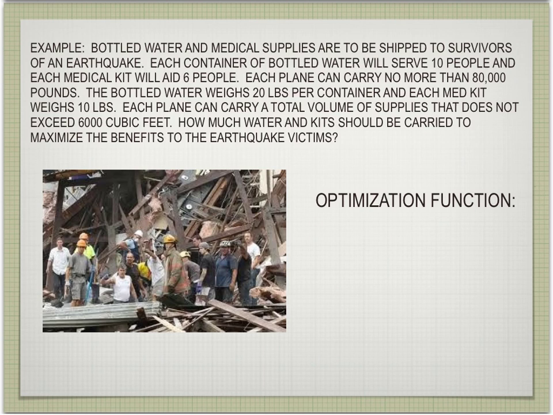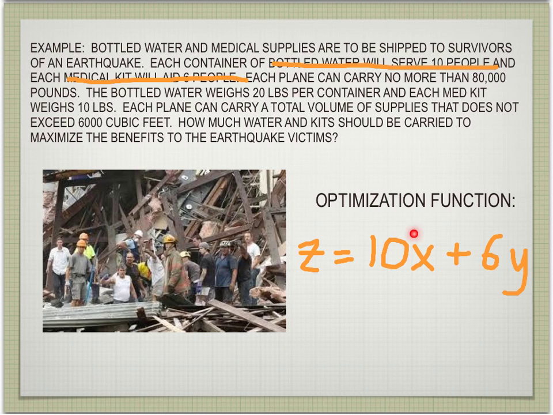Here we're trying to help as many people as we can. So as you can see, the water will serve 10 people, and the medical kit will aid 6 people. So we're going to try to have some optimization from that. I'm just going to write out a little equation here, and you'll be able to see where it comes from. So z is going to be 10x plus 6y. In other words, for every bottle of water we can help 10 people. For every medical kit we can help 6. We're going to try to optimize or maximize that function as we go along here.